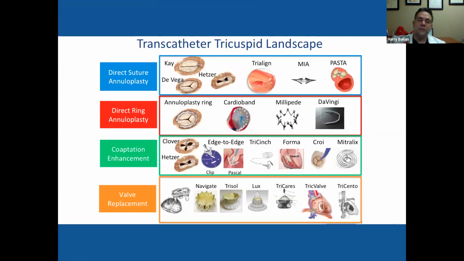So there are different treatment modalities for the tricuspid valve, just like there are for the mitral and aortic. My tricuspid valve can have annuloplasty performed, direct ring annuloplasty, coaptation with the actual clipping, and now we also have the capability of doing a tricuspid valve replacement, just as we do with the mitral valve and aortic valve.